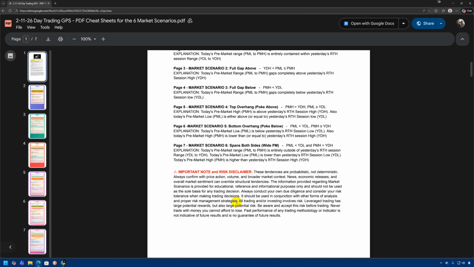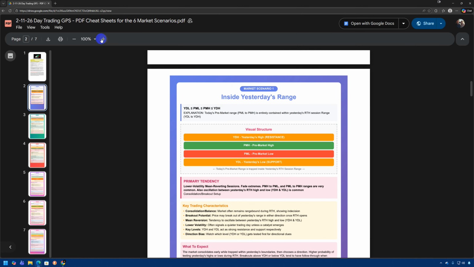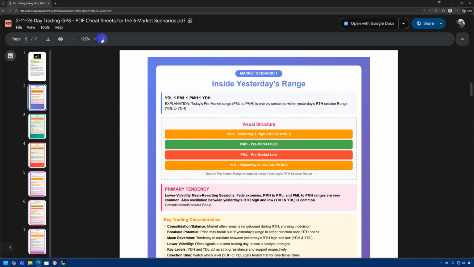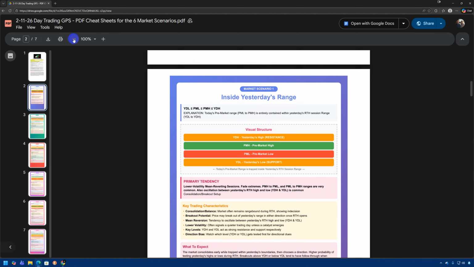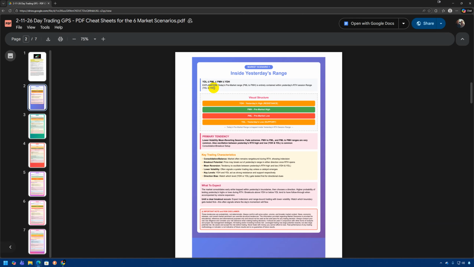Okay, so there's the important note and risk disclaimer again. Now we will put this to 125. Like I said, on the cover page, you might want to go to 125 or 150 or something at 125 or above. All right, so here are your cheat sheets. First, I'll zoom out just so you can see basically the structure of it. Each one of these is structured similarly to this.